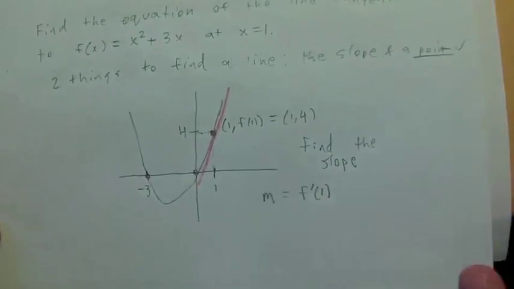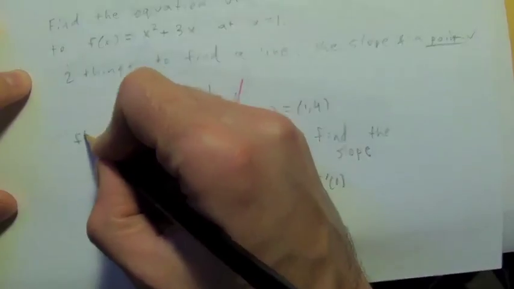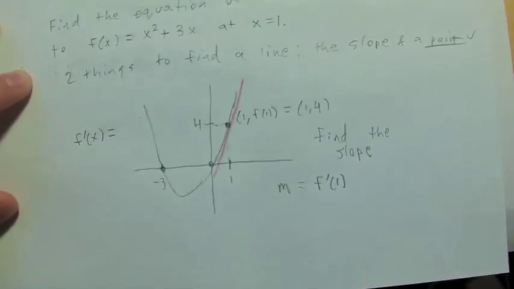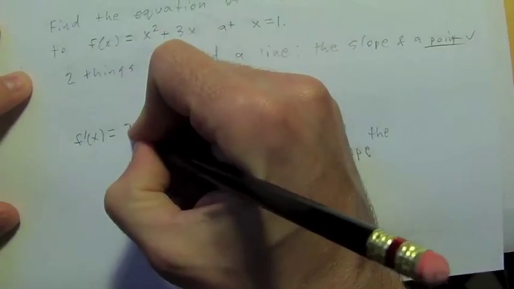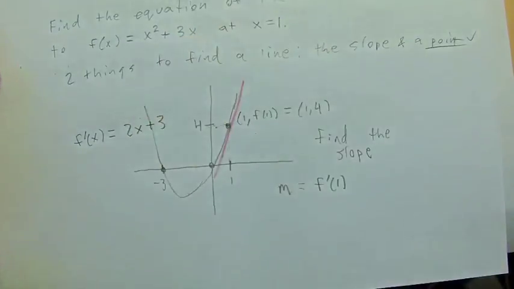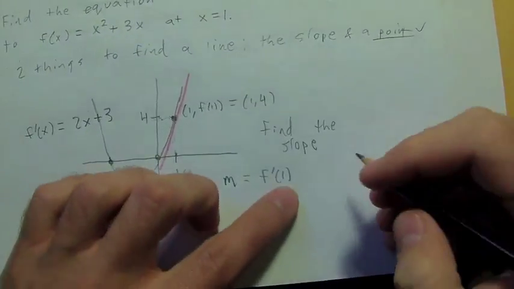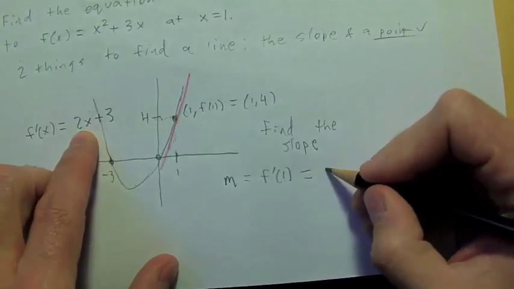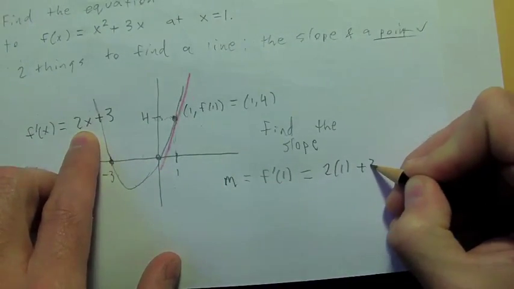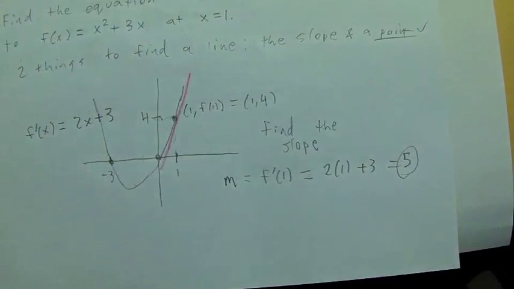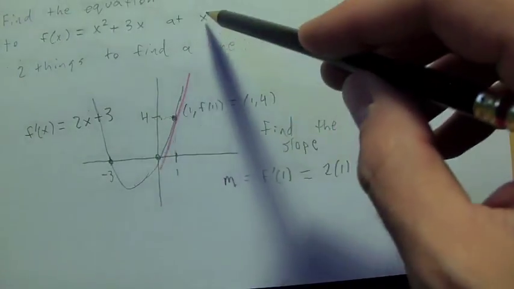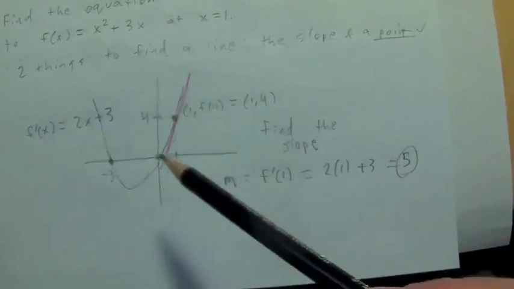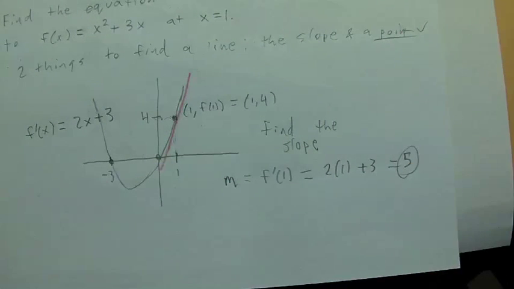So let me write that on our original problem here. f prime of x was 2x plus 3. So f prime of 1, I'm just going to plug 1 into that. I get 5. So the slope is 5. And I want to check what I have over here. Does it look like this is a slope of 5? Well, it's positive and fairly steep. So actually that looks pretty accurate.